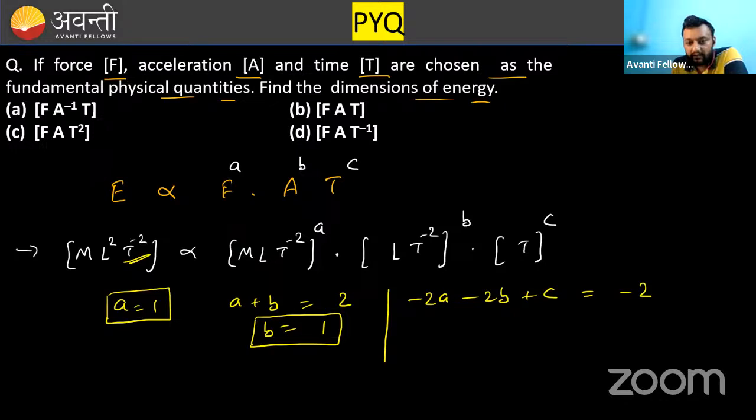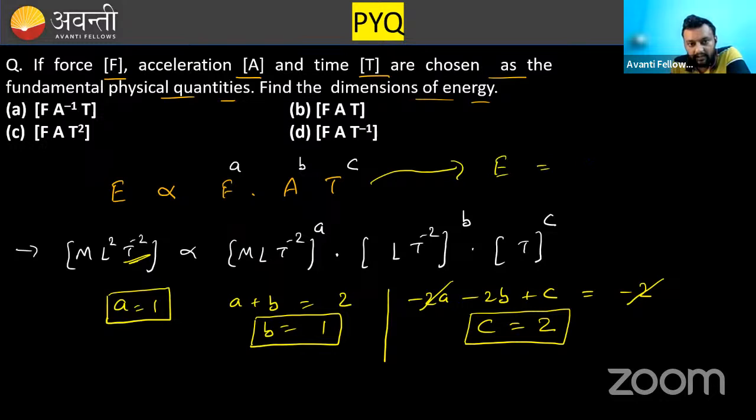1, minus 2 will be cancelled. So C has a value of 2B. That means 2. Now, after knowing the value of these three quantities, we can place these quantities in this equation. And if I place them there, it will become energy has a dimension F raised to the power 1, A raised to the power 1, and T raised to the power 2.